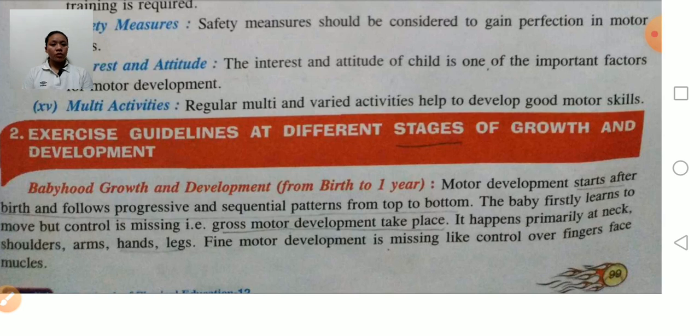Babyhood growth and development. At this stage, there is gross motor development. Gross motor development takes place. Therefore, the child is able to move, but he is unable to control himself. And fine motor development is missing. Therefore, he is not able to control his finger, face, muscle, etc.